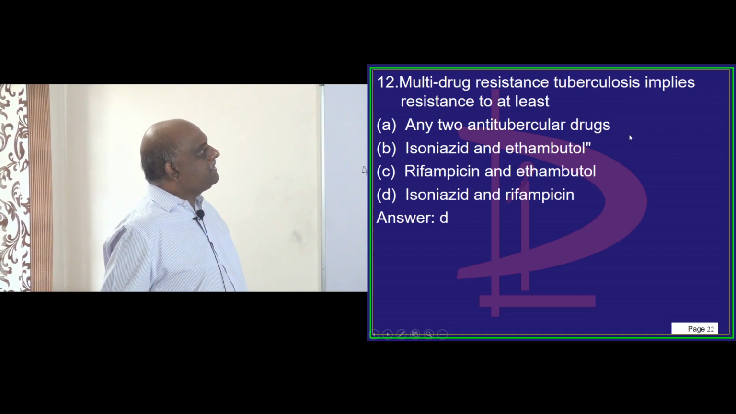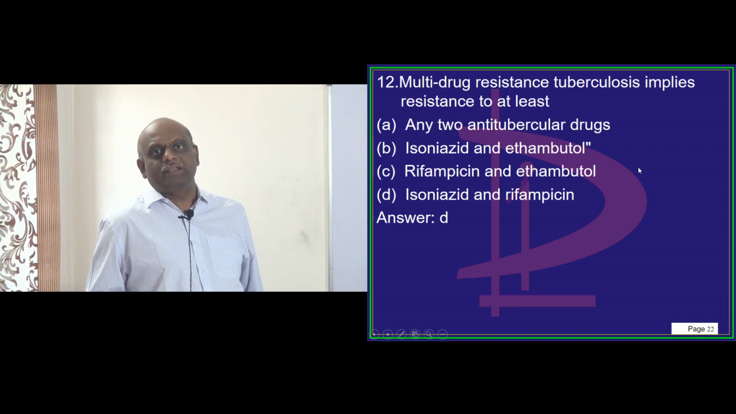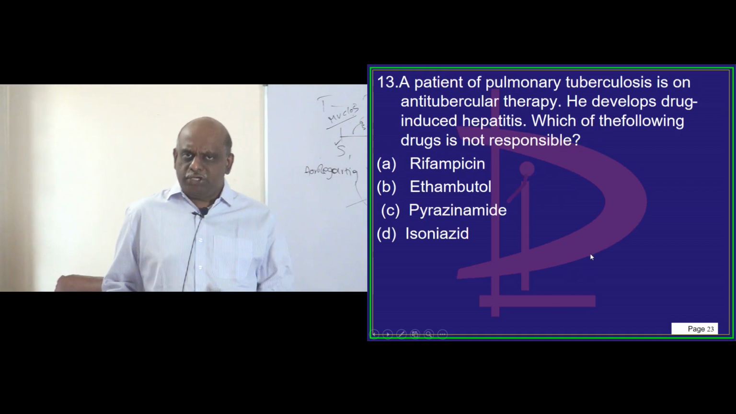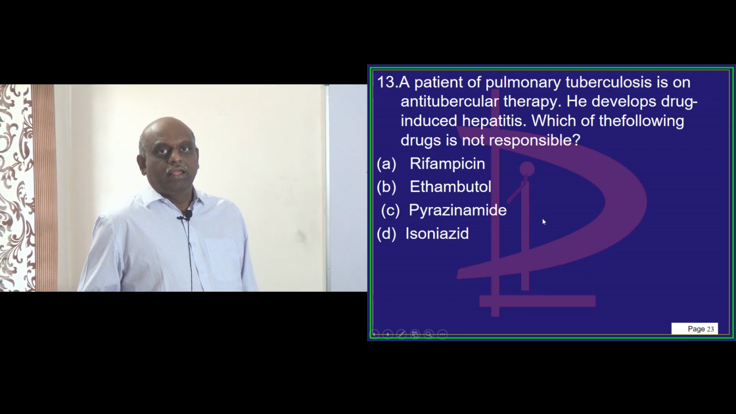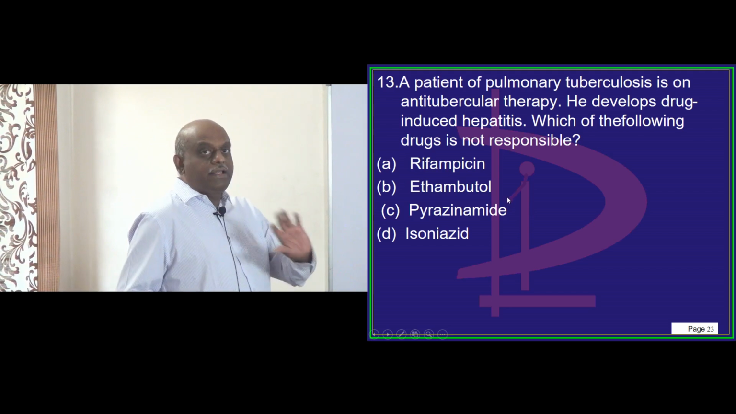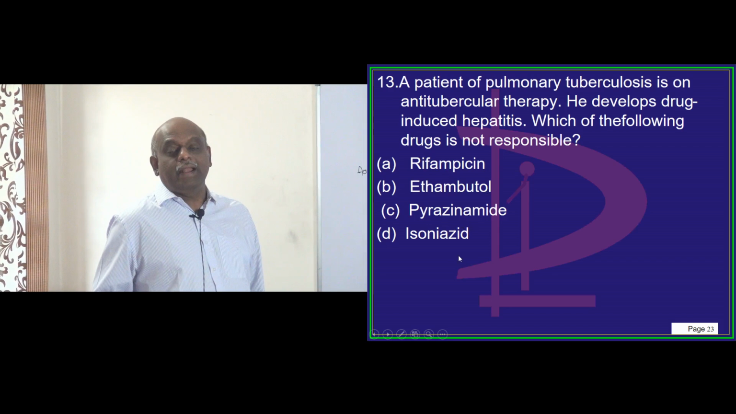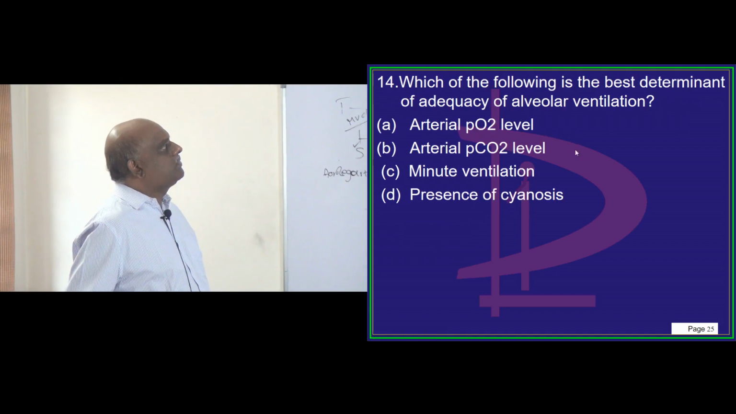Multi-drug resistance means at least isoniazid, rifampicin ke upar resistance hai to you call it as multi-drug resistant. A patient has pulmonary TB, he develops drug-induced hepatitis. Ethambutol doesn't cause any hepatitis. Rifampicin, pyrazinamide, isoniazid, they all have got a hepatic effect is what you need to remember.